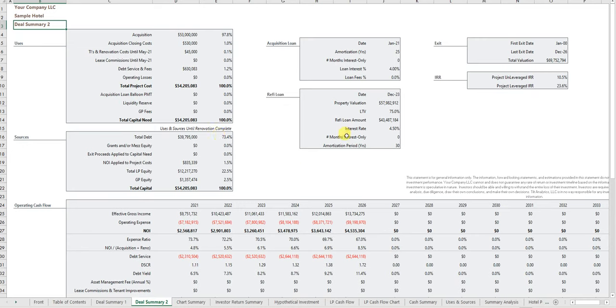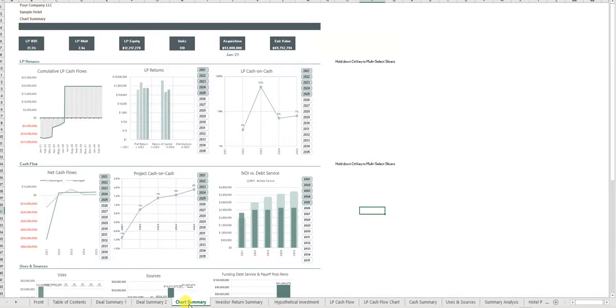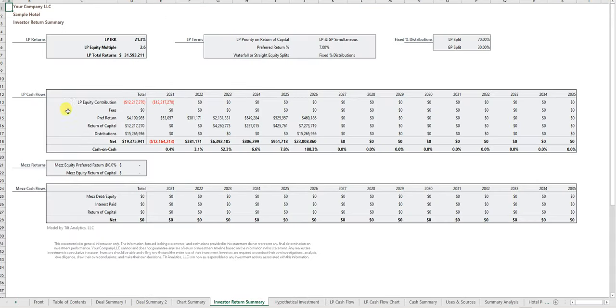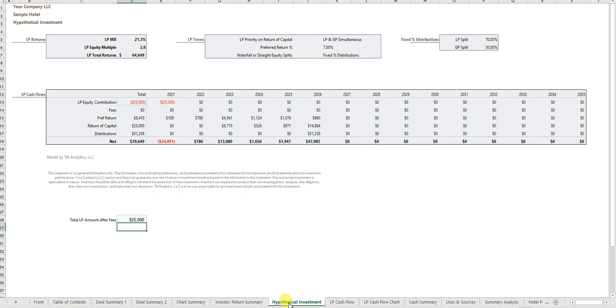I'm also happy to customize a deal summary for you based on the things that you want to see in your summary. There's also a graphical dashboard. We have an investor return summary here showing LP cash flows in each year, returns, some information on the agreement, and so forth. We also have a sheet for a hypothetical investment. What if you're at the table with a potential LP, but it's not yet clear how much she might put into the project? You can input a figure here and see what the returns would look like.